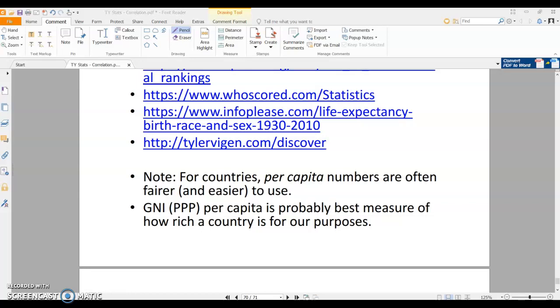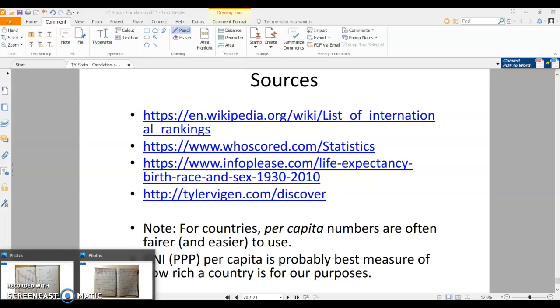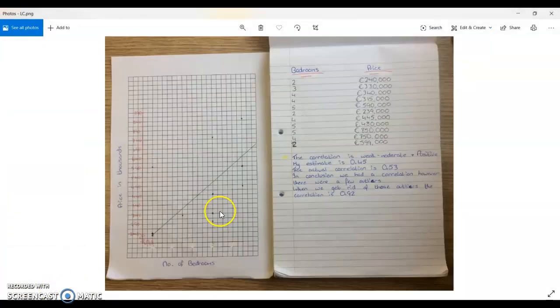Just what I want to do quite quickly before the end is a couple of ones that people submitted in previous years. Okay, so this is someone who did the bedrooms and house price. So they've given me their data. That's good. Their scatter plot is clear. It's going up in jumps. Yeah, the scatter plot is good.